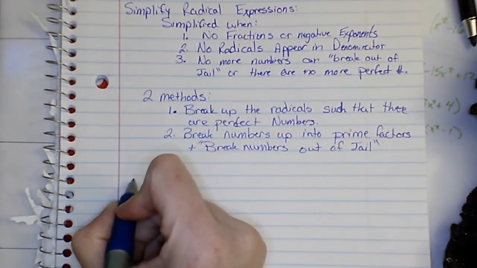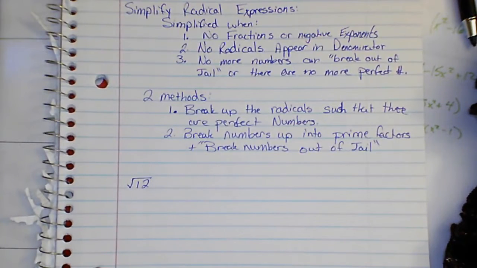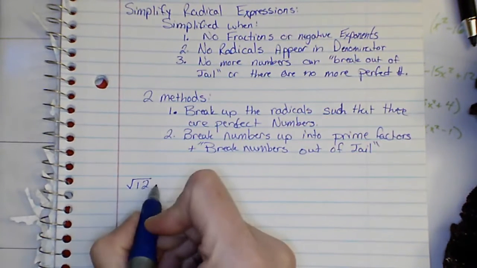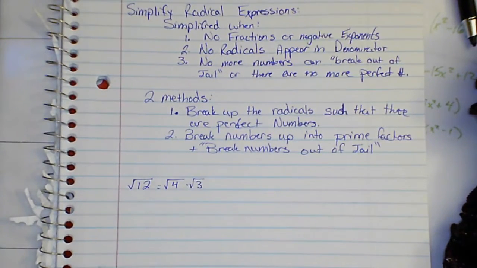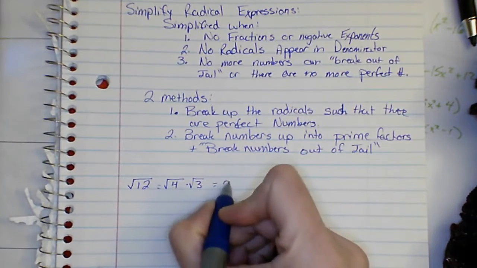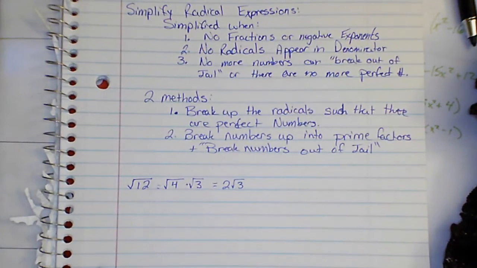So for instance, we have square root of 12. The first method involves knowing your perfect numbers and what perfect number can go into 12. Well, we can break up 12 into square root of 4 and square root of 3. Square root of 4 is 2, and square root of 3 is just square root of 3, and we're simplified. Now, simple numbers like 12 are easy to think of, but when we get into larger numbers, they're a little harder to think about.